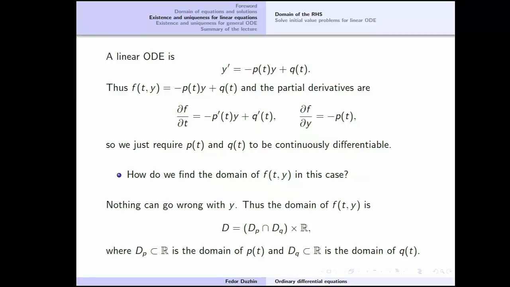But here, obviously, nothing can go wrong with y. So for any value of y, the right-hand side makes sense. There is no division by y or anything, because it's a linear equation. Right? So something might go wrong with t. Right? So in order for the right-hand side of the original ODE to be defined, both p of t and q of t must be defined. So in other words, it means that t must belong to both the domain of p and the domain of q. Hence we get this answer.